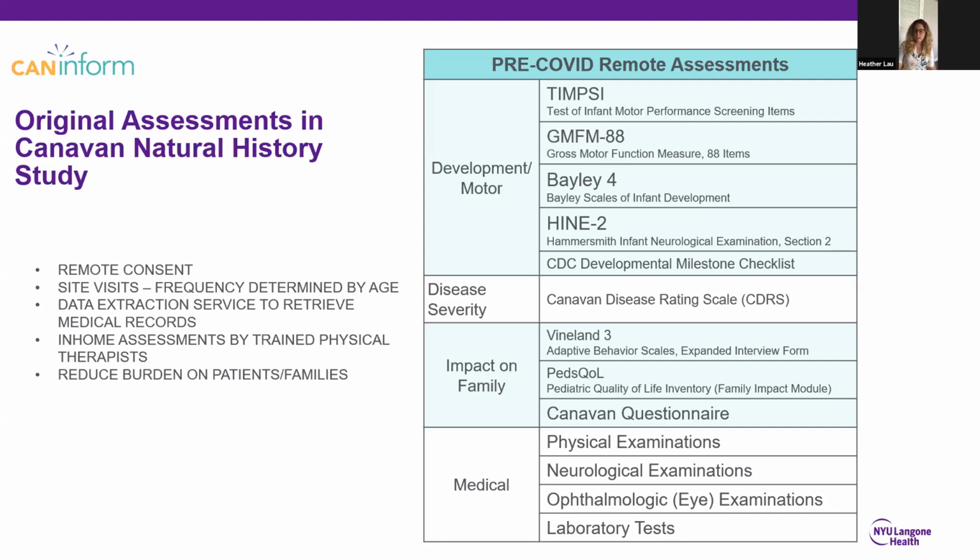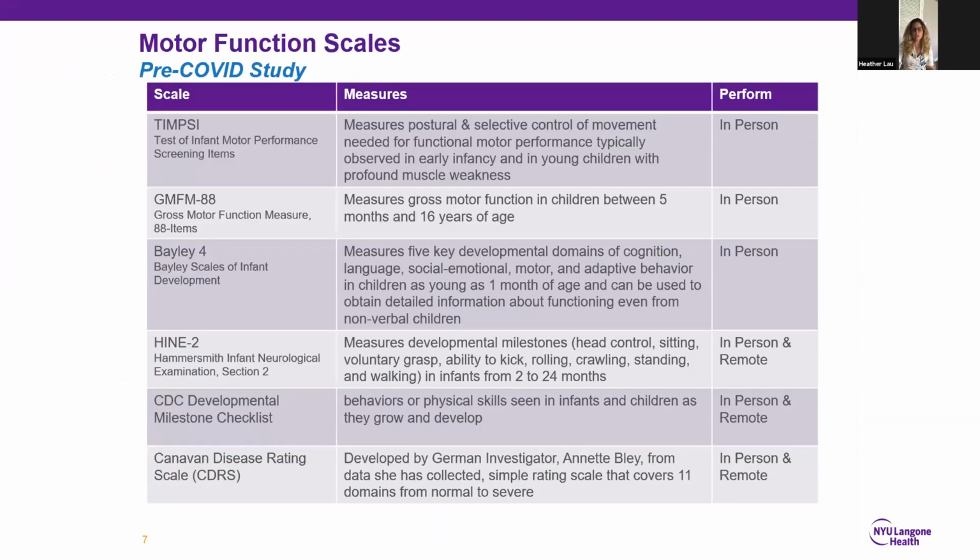And we also looked at the impact on family, adaptive behavior scales, the extended interview, the quality of life, and the Canavan questionnaire. Of course, then we had our medical aspects, including physical exams, neurologic examinations, eye exams, and lab tests. So this is just a slide to show you that each of these scales looked at various aspects of development, including gross motor function, fine motor. The Bayley is very interesting because it can measure in infants cognition, language, social, emotional development, as well as adaptive behavior as young as 1 month.